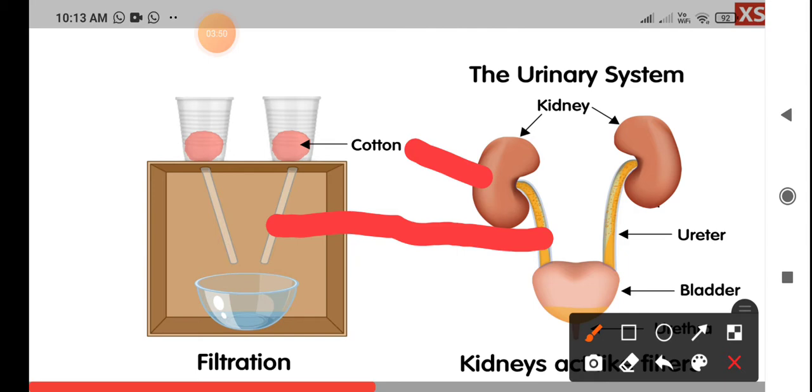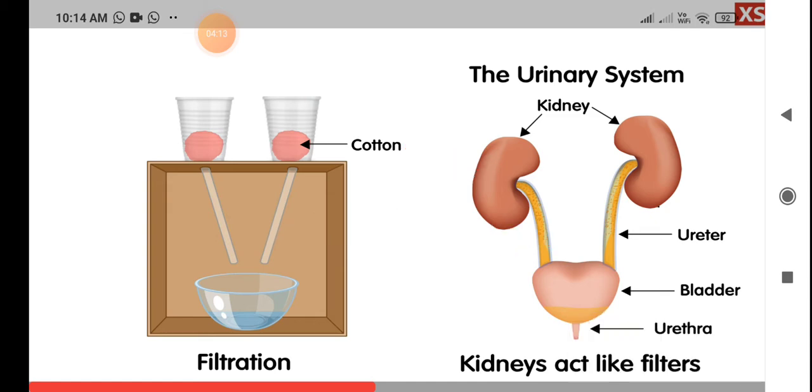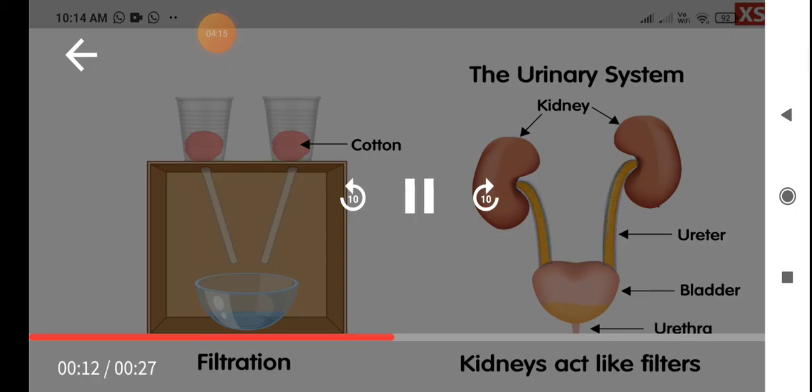They are filtering the blood, removing the waste materials from the blood, and sending them through the straws to the bowl. In the same way in our body, the kidneys are filtering the blood and sending this waste through the ureters into the urinary bladder. From the urinary bladder, the urine is passed out. Ureters take it to the bladder.